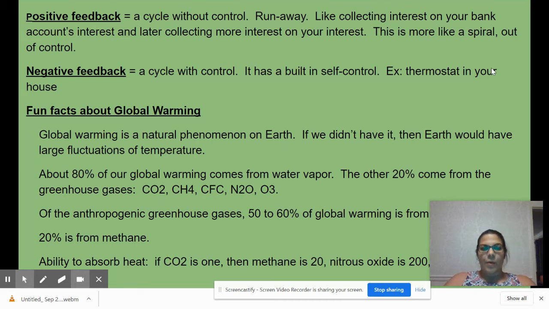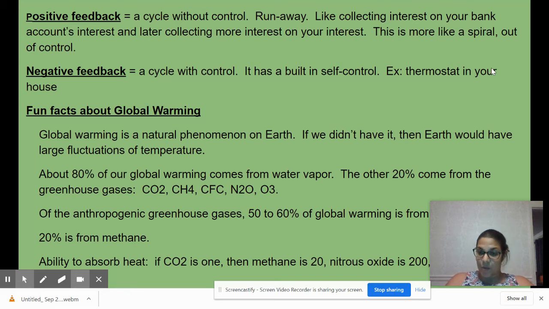Global warming is a natural phenomenon on Earth. If we didn't have it, Earth would have large fluctuations of temperature. Okay. Our atmosphere keeps our temperature pretty steady. About 80% of our global warming comes from water vapor. The other 20% are from these greenhouse gases: CO2, CH4, CFCs, N2O, and O3. Okay, O3 is your ozone.